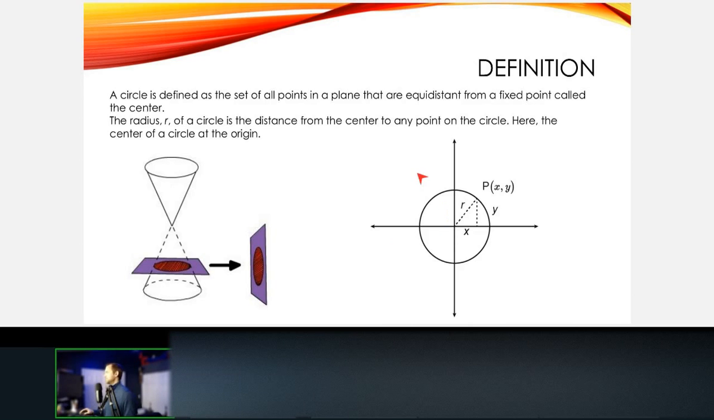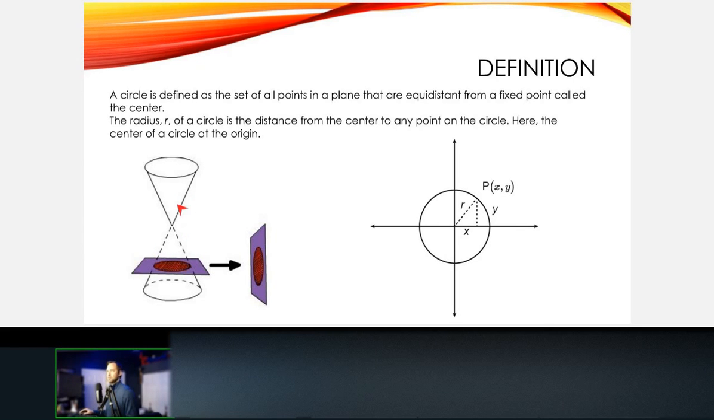Okay, definitions. This is kind of just background information of what a circle is. It's defined as the set of all points on a plane that are equidistant from a fixed point called the center. That makes sense. You have the center, and then equidistant from that point creates the circle. The radius r of a circle is the distance from the center to any point on the circle. We all know this from taking geometry.